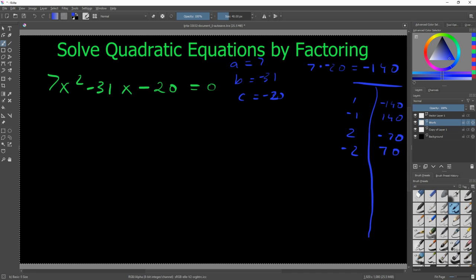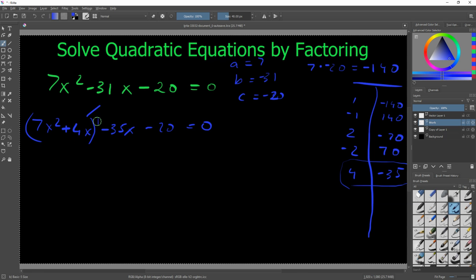3 does not go in. You can try 4, negative 35. Oh, there you go. That works. Okay. And you factor that. Then that becomes 4x minus 35x. Okay, and then the 7x squared comes down. A plus there because it's positive 4, right? A negative there because it's negative 35. And then minus 20. And then I factor the first two. Make sure you put a plus sign. And factor the second two.